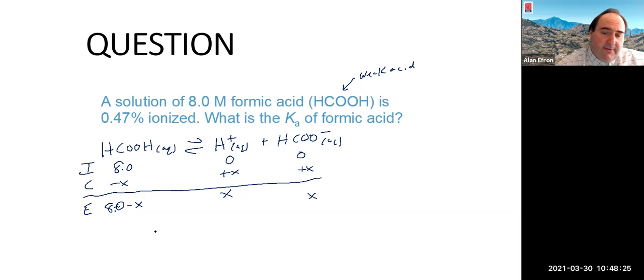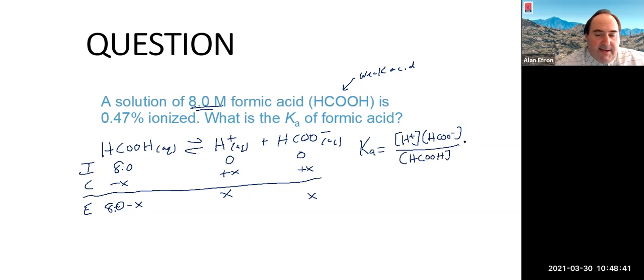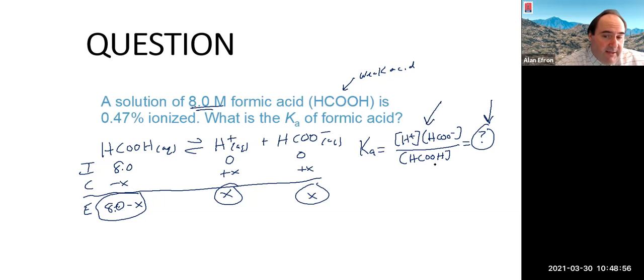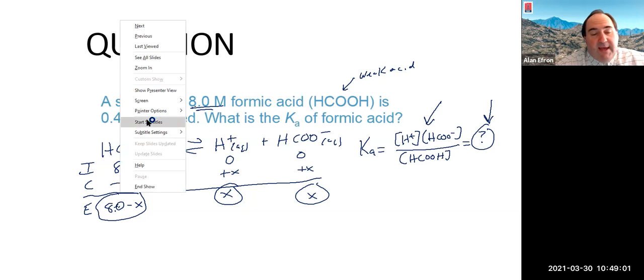If we did an ICE table like normal, we would put in our numbers, this being our initial concentration here. We would have a Ka expression, which equals H+ times HCOO- divided by HCOOH. And that equals, in this case, what we're looking for. So we have a bit of a situation, because normally we put these values in here and solve for X. But in this case, we're looking for the value of the Ka. So what piece of information will help us do that?